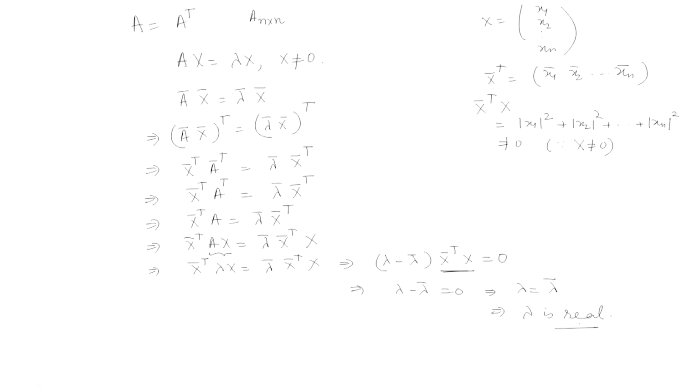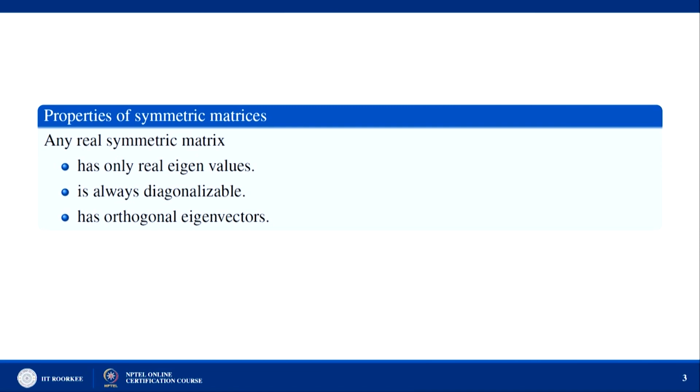So, we have taken an arbitrary lambda for a symmetric matrix A and we have shown that lambda is real, that means all eigenvalues are real for a symmetric matrix. So, this is the first property of symmetric matrix, that eigenvalues are always real. The next property is it is always diagonalizable, that means if you have any real symmetric matrix A, then you can always find an invertible matrix P such that AP is equal to PD if A is symmetric, always.